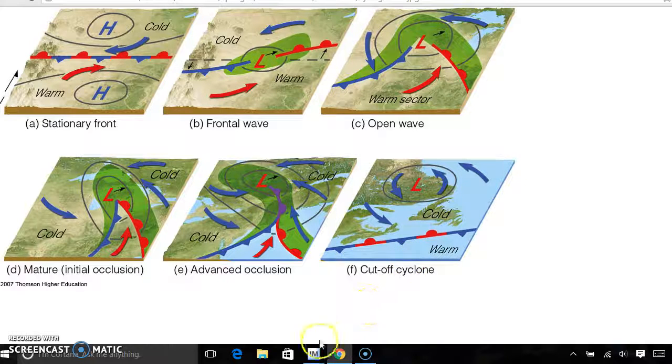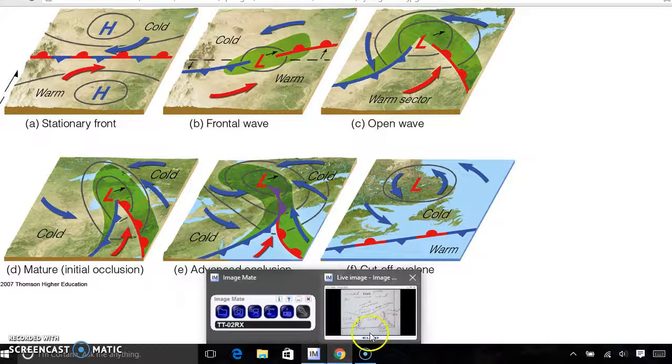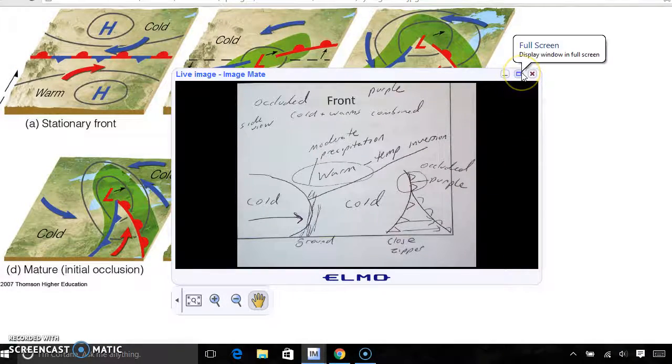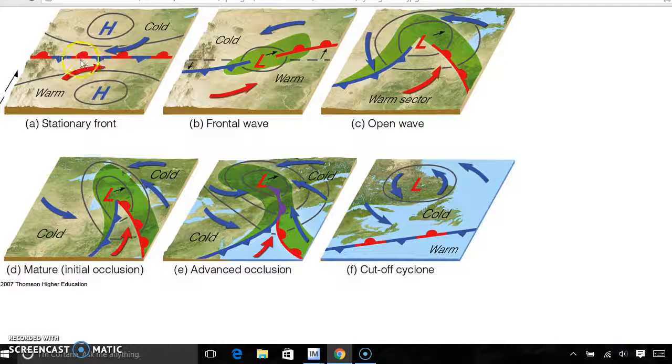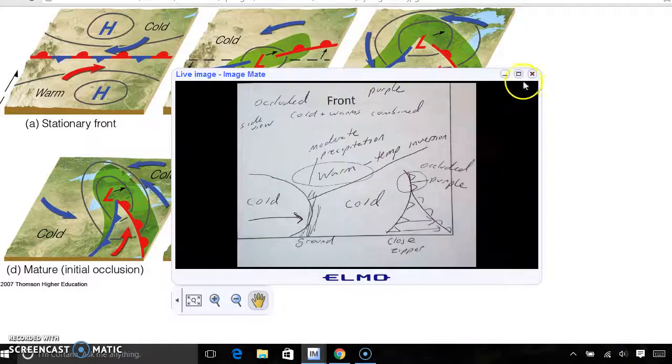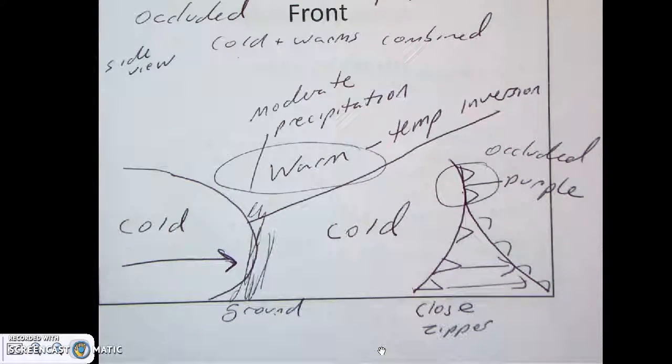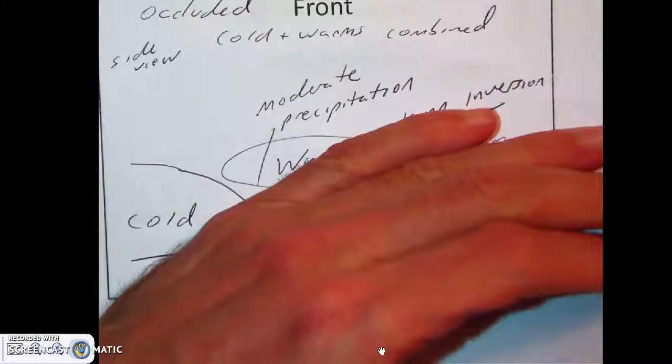So that's the typical life cycle of what we would call a mid-latitude cyclone, just a low-pressure system in North America. Now, that brings us to the stationary front, and actually before I pull up the camera again, we can kind of see it here. Alternating circles and blue triangles. But what's happening with the stationary front, and it's kind of hard to draw, but we'll give it a shot.